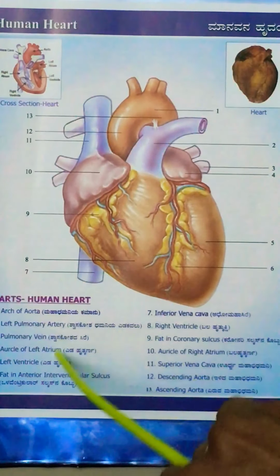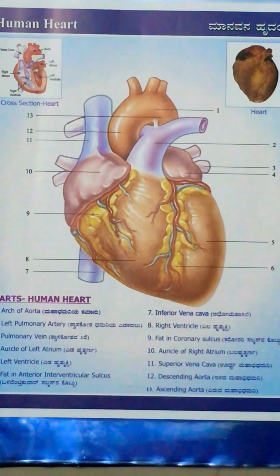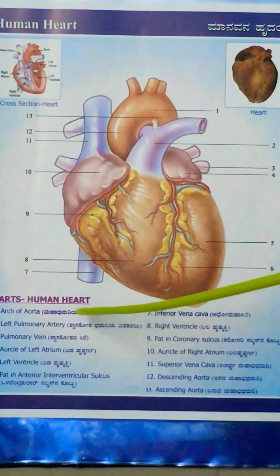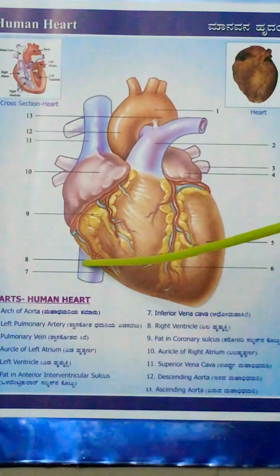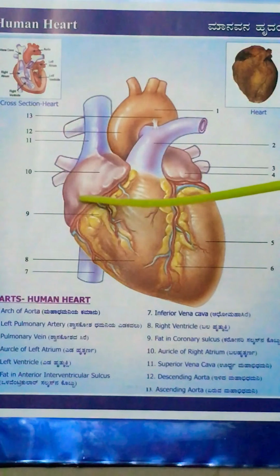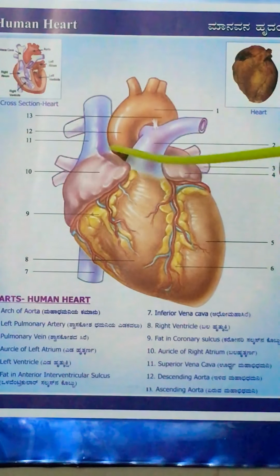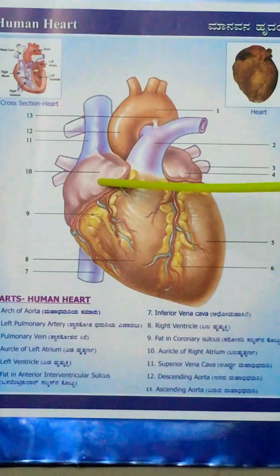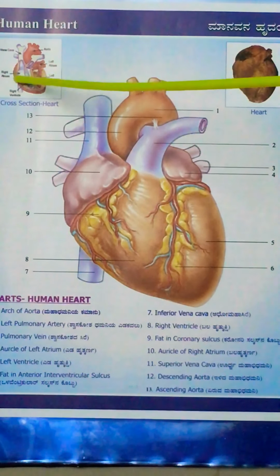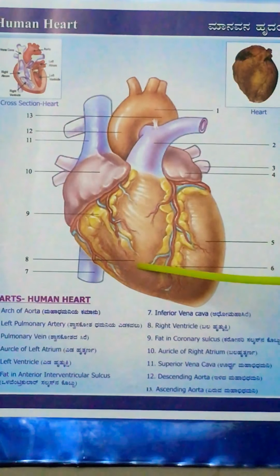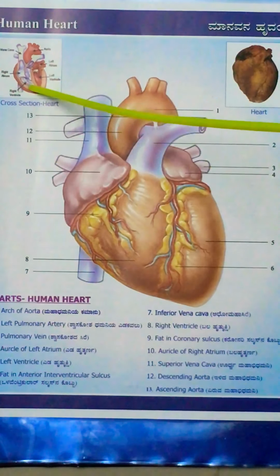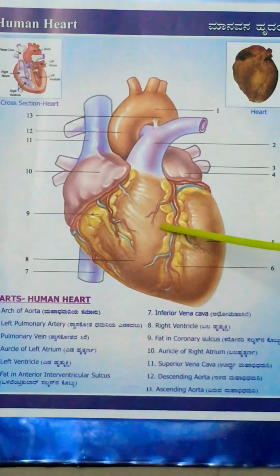Then below the heart is the inferior vena cava. Through the inferior vena cava, from below the heart, the legs and other parts, the deoxygenated blood also comes to the right atrium. From the right atrium, which we can also see here, it will come to the next part, the right ventricle. After the right ventricle the blood will move to the lungs through the pulmonary artery.